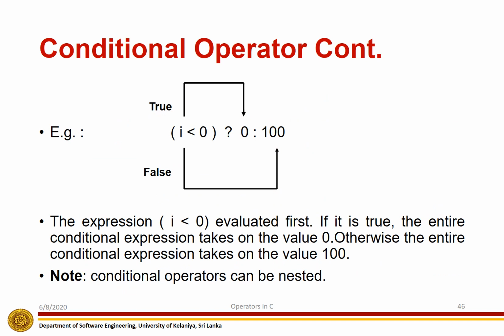From the example you can clearly see the above. The expression i < 0 is evaluated first. If it is true, the entire conditional expression takes on the value 0. Otherwise, the entire conditional expression takes on the value 100. And note that conditional operators can be nested. It means more than one conditional operator can be built using one conditional operator.